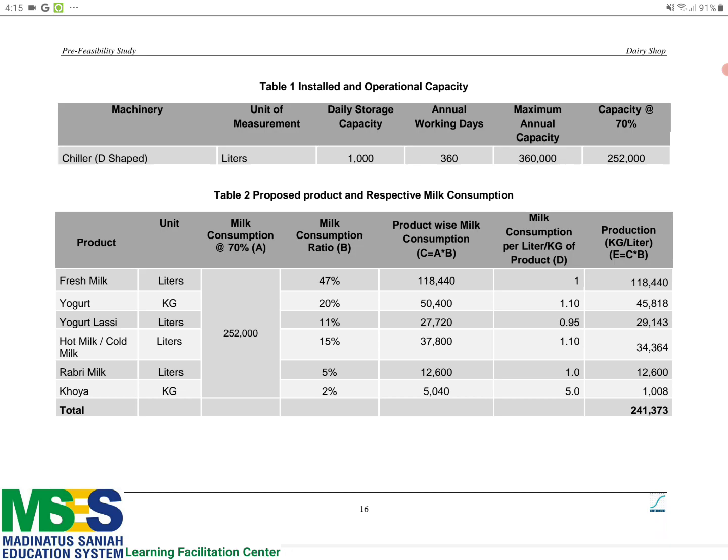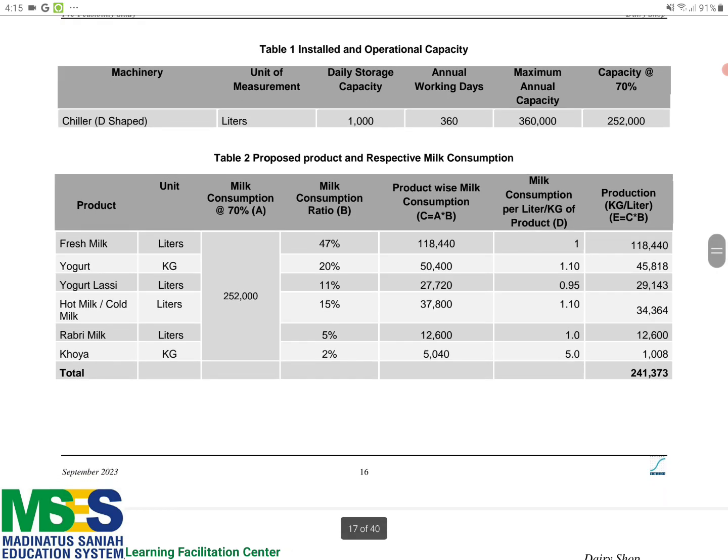We need fresh milk in a chiller. First of all, we need chillers in machinery. And how much capacity does the chiller have? A very basic chiller of 1,000 liters on a daily basis. It can keep 1,000 liters per day.